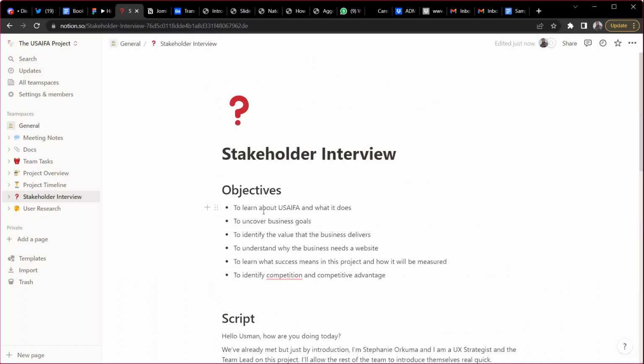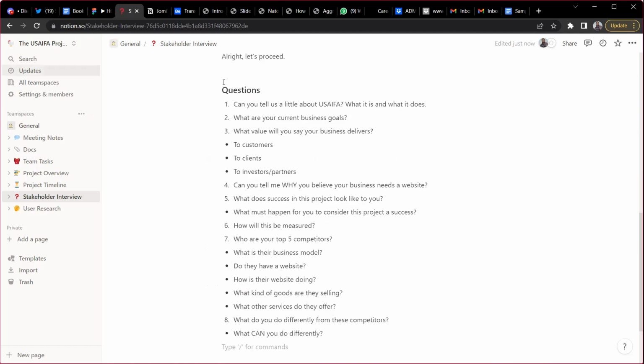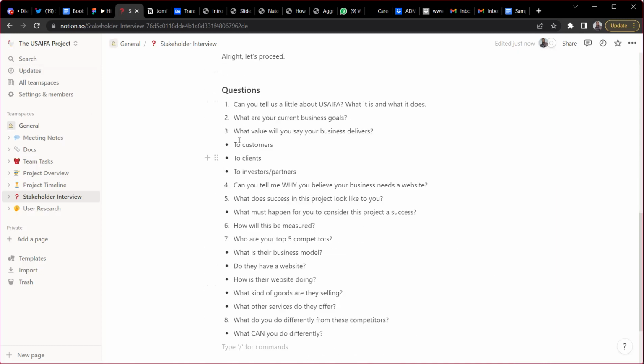So the objectives, once again: to learn about Safer and what it does, to uncover business goals, to identify the value that the business delivers, to understand why the business needs a website, to learn what success means in this project and how it will be measured, to identify competition, and competitive advantage. The questions I was able to come up with: can you tell us a little about Safer, what it is, and what it does? This is literally the same thing as the objective. Anyway, the answers will give me the information I need. So that's all that matters.